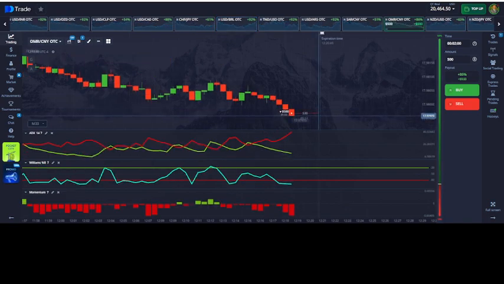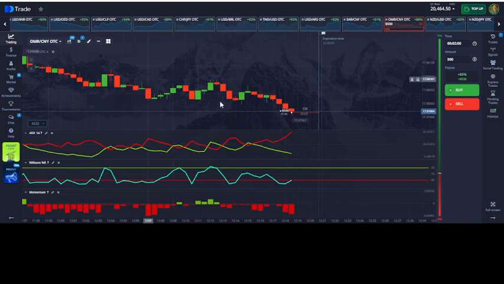Okay, so I'm on OMR CNY OTC, and similarly to the previous trade, I took a sell trade here, or a put option here. And the reason for that is, first of all, the price action here is showing us a general bearish trend to the downside.